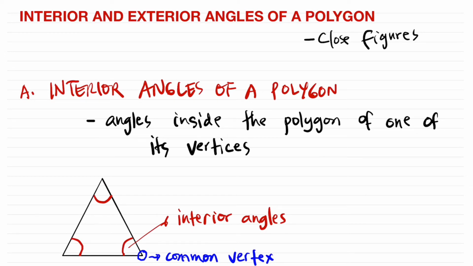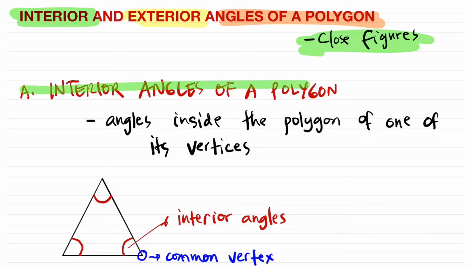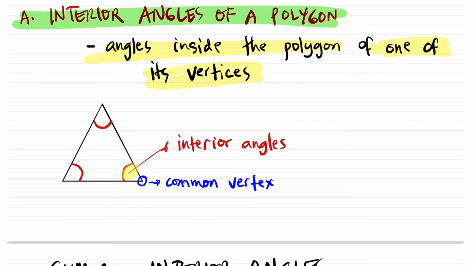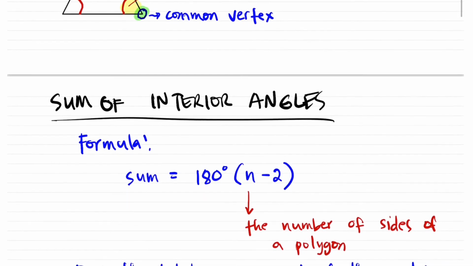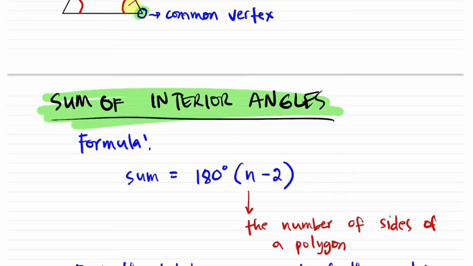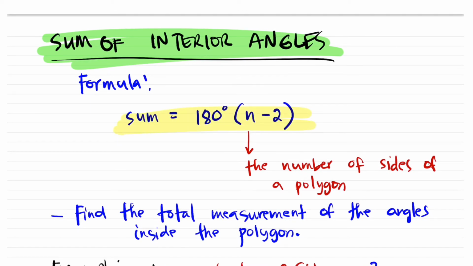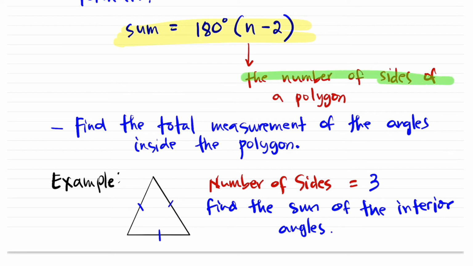Today we are discussing interior and exterior angles in a polygon, for which a polygon is considered to be a closed figure. First we discuss the interior angles of a polygon. What are interior angles of a polygon? They are angles inside the polygon, each formed at its vertices. Here is the angle, and here is the common vertex. What if we are trying to find the sum of the interior angles? The formula is sum equals 180 times n minus 2, where n represents the number of sides of a polygon.